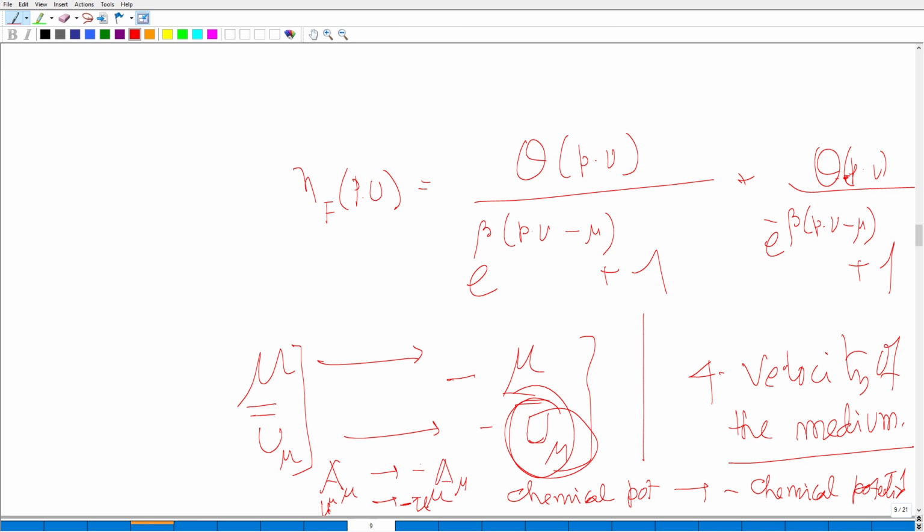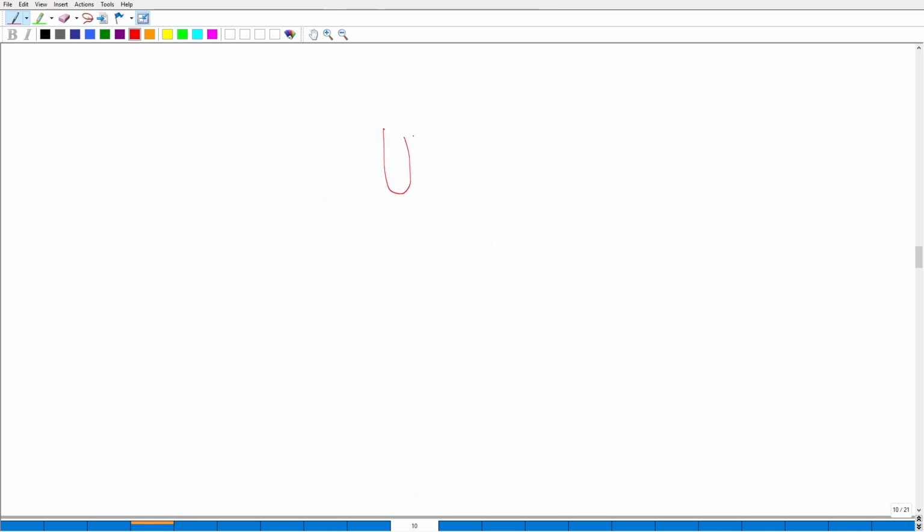And for a system that is at rest, we have u mu equal to 1, 0, 0, 0. And for a system that is moving with finite velocity, these elements can be different.